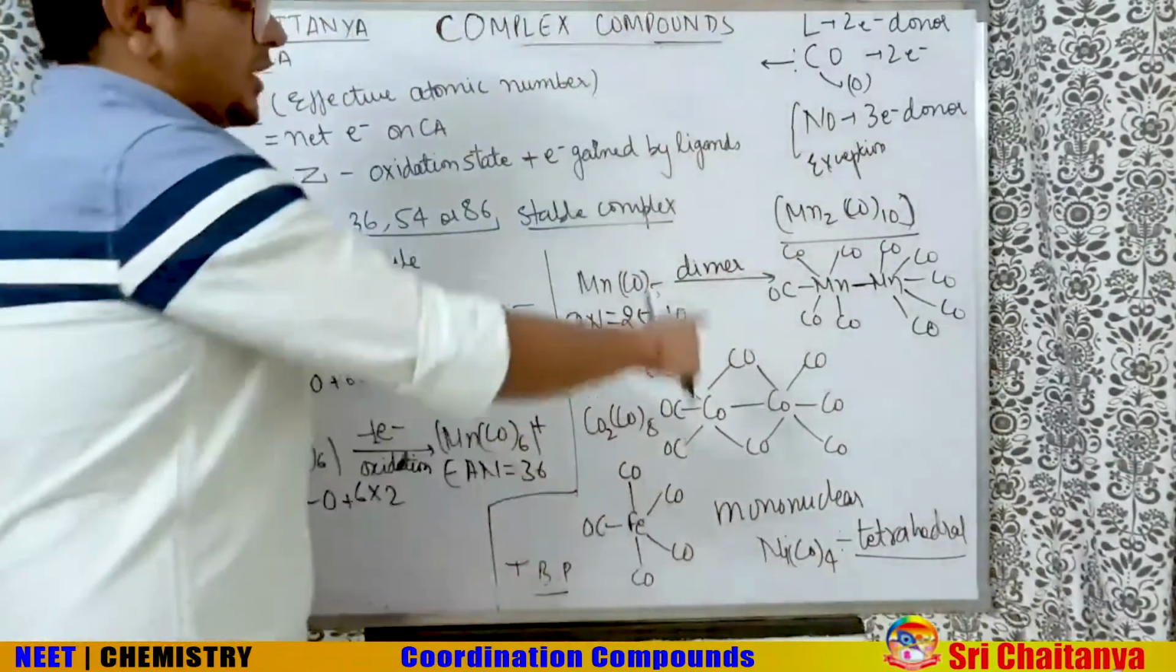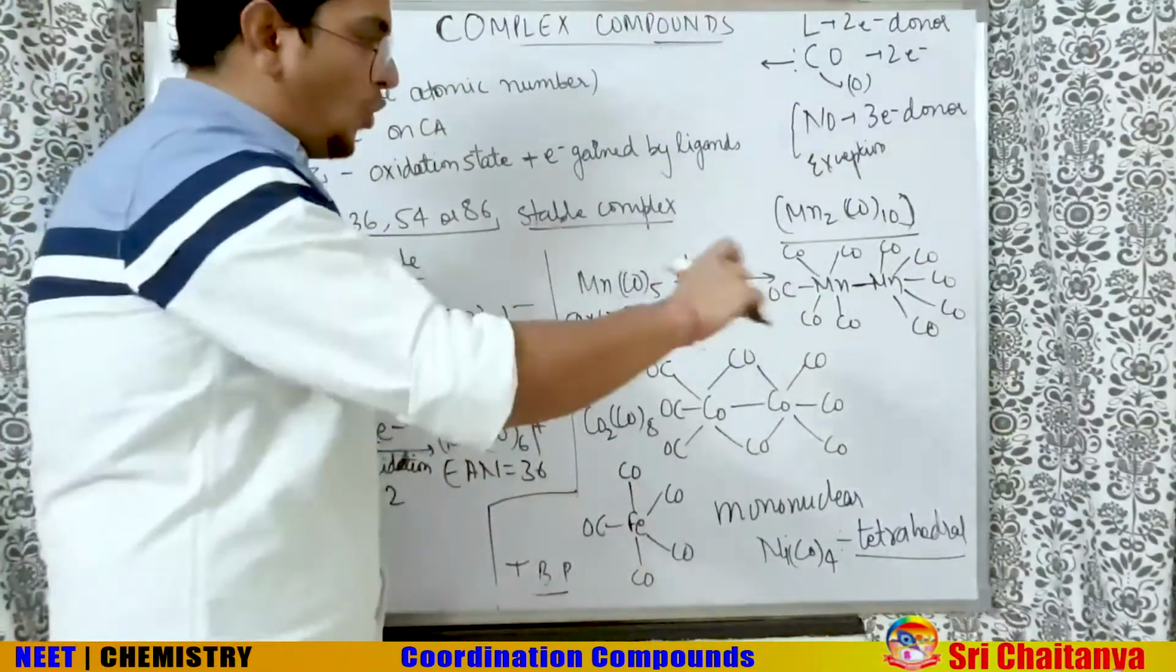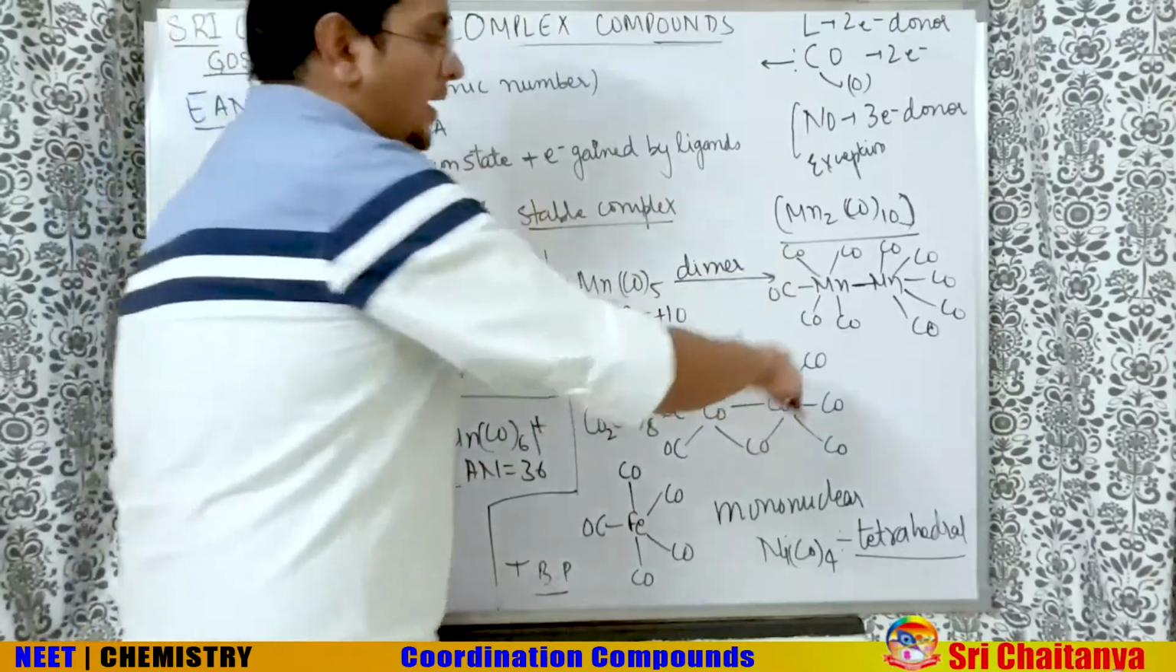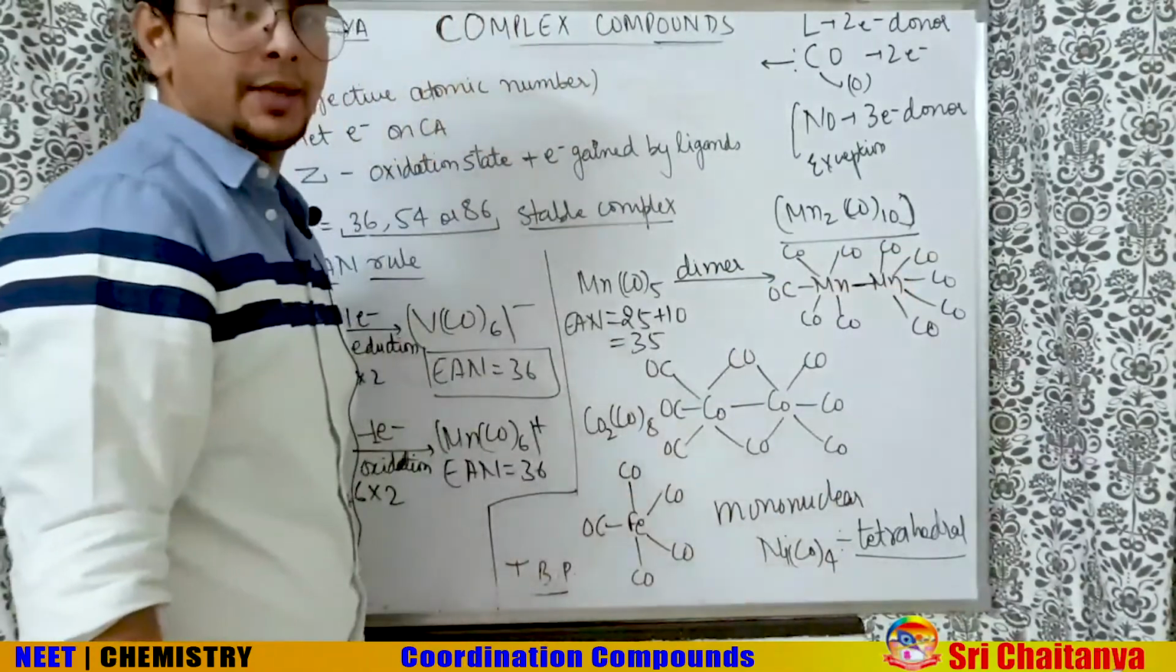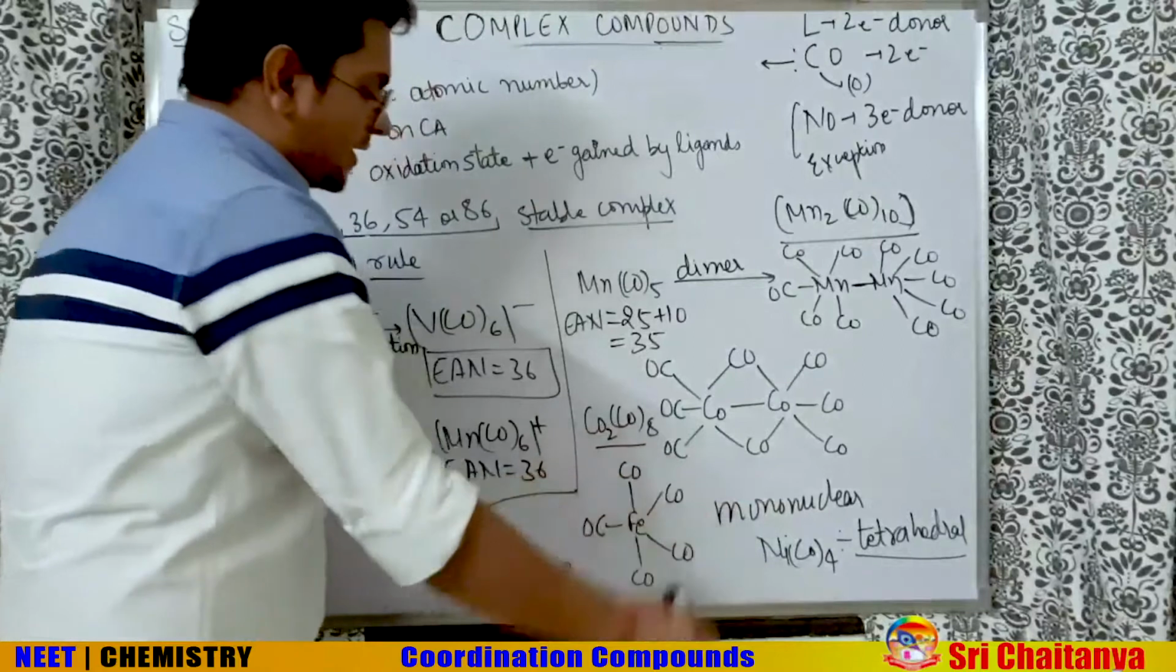Is there any bridging CO in Mn2(CO)10? No, there is no bridging CO. There is no CO making a bridge between the two Mn. One example I will give you to explain bridging CO.